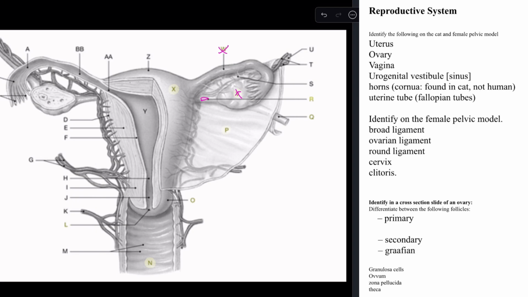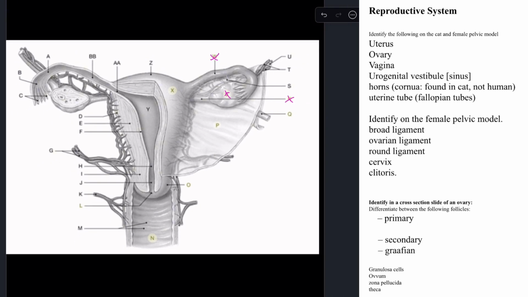Looking at this structure right here, that right there is called the ovarian ligament. Ovarian ligament. And then the structure coming out from this way is called the round ligament. The round ligament. And then this big old structure going like that, that right there is called the broad ligament. The broad ligament.